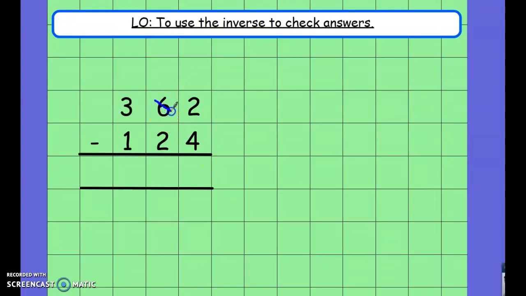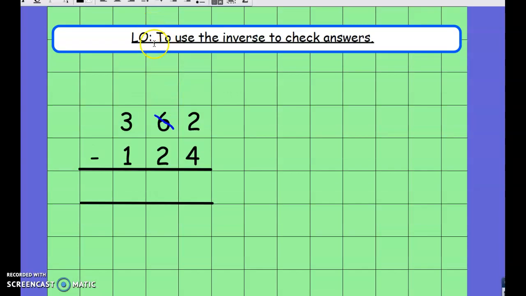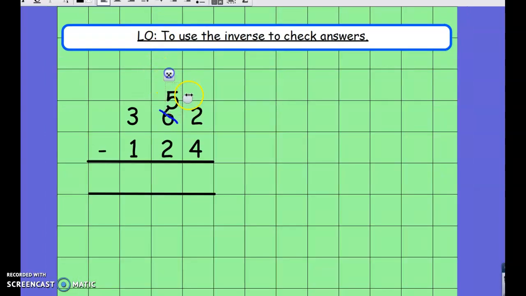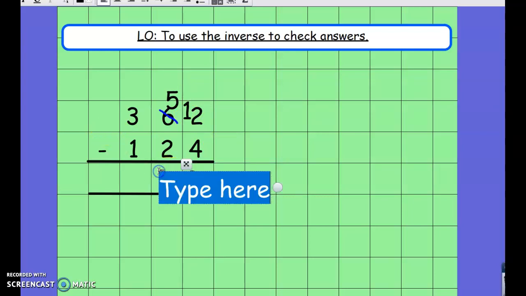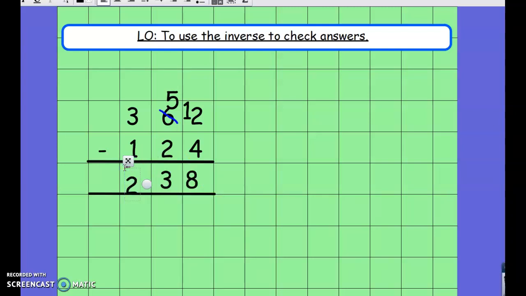So as in my last one, I am going to exchange one of my 10s for 10 units, that gives me 12. 12 units take away 4 units is 8. 5 tens take away 2 tens is 3. And 300 take away 100 is 2. Okay, so I've worked out my answer. Now I'm going to use the inverse, the opposite, to check my answer. And what's the inverse of subtraction?